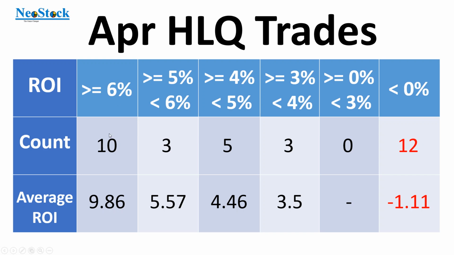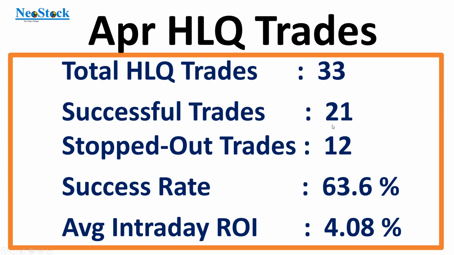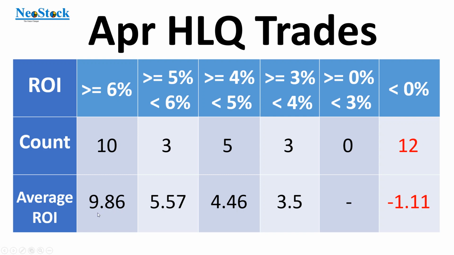See, more than 6% ROI out of 21 successful trades, almost half of the trades gave you 9.86% ROI. And between 5% and 6%, 3 are successful trades and they gave you 5.57% ROI, close to 6%. And between 4 and 5%, we got 5 trades, they gave you 4.46% ROI. And between 3 to 4%, we got 3 trades, they gave you an average ROI of 3.5%. And between 0 and 3%, we did not get any trades.